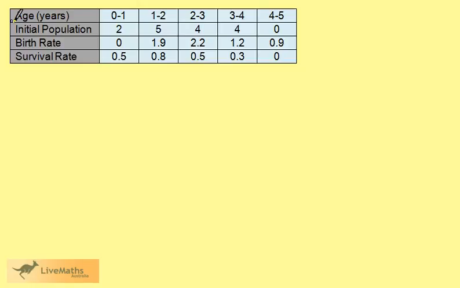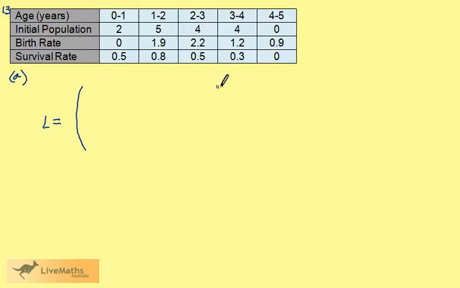We're given this information for question 13 about a population that is being studied. We can see that each of the generations is 1 year. In part A, we're asked to write down a Leslie matrix for this situation. Our Leslie matrix is made up as follows.